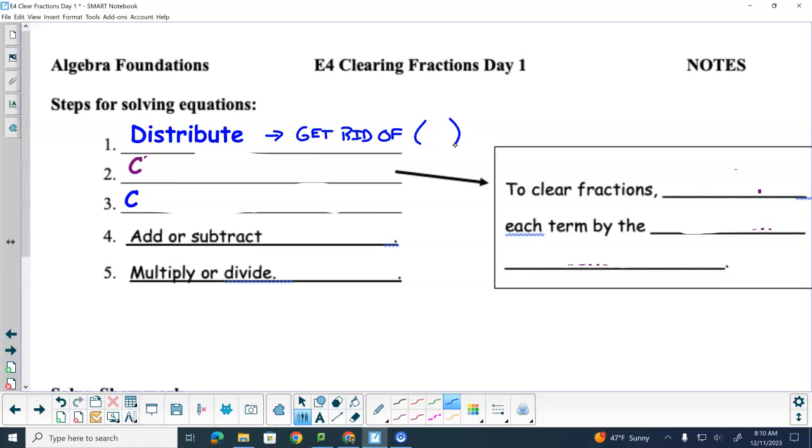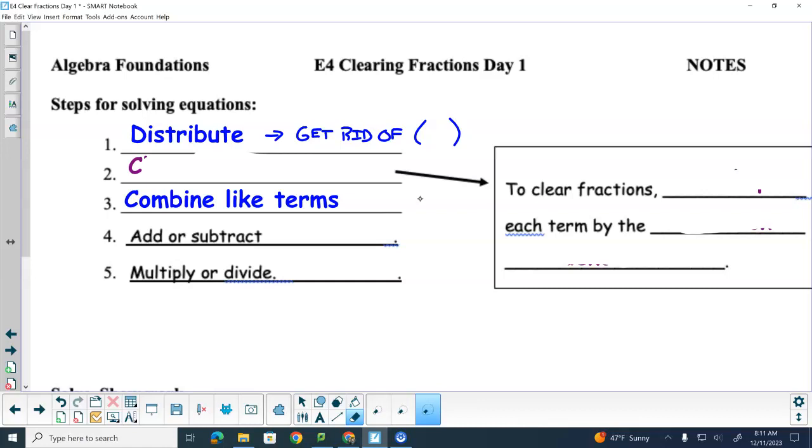Step 3, combine like terms. And what does it mean one more time for terms to be like terms? Same variable. The E word. Exponent. Yep, same exponent on those variables. Yep, good job. So same variable, same exponent. Step 4 is we clear with any adds and subtracts that we got.